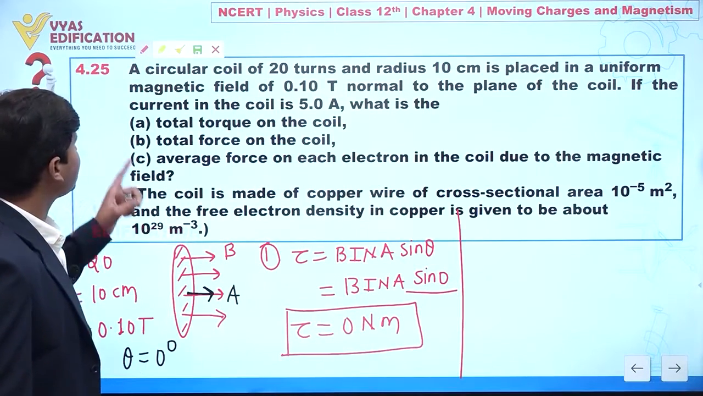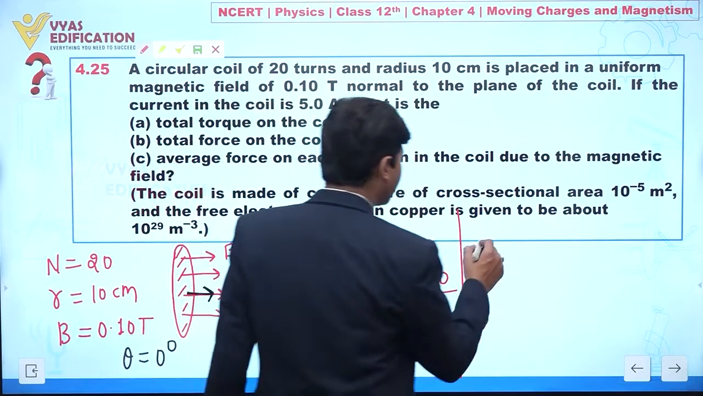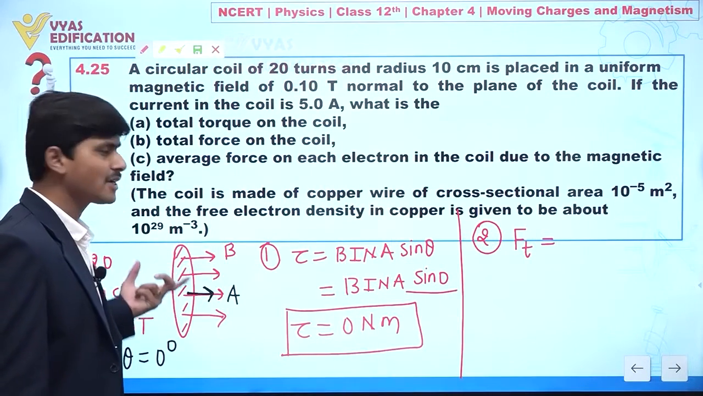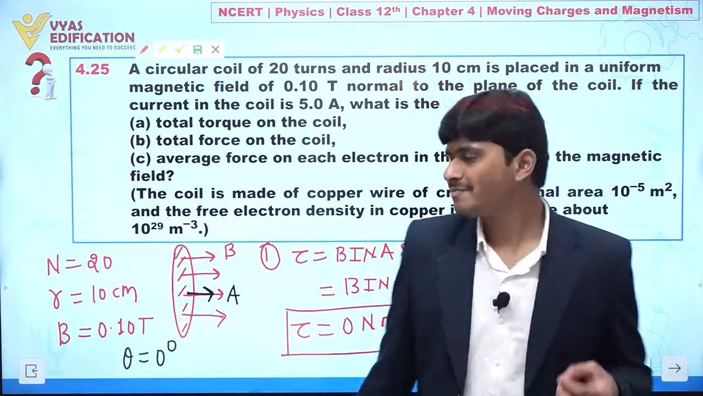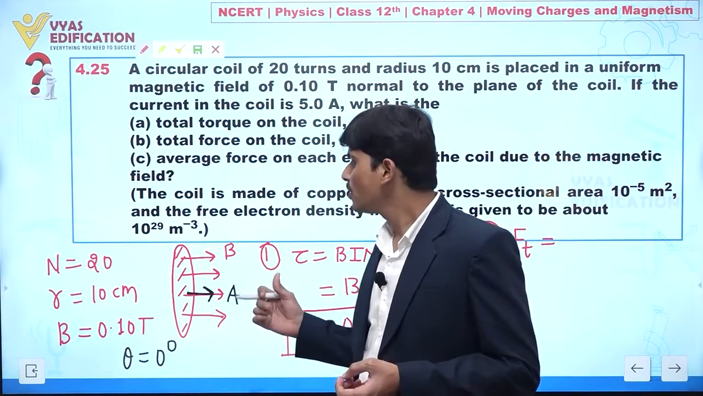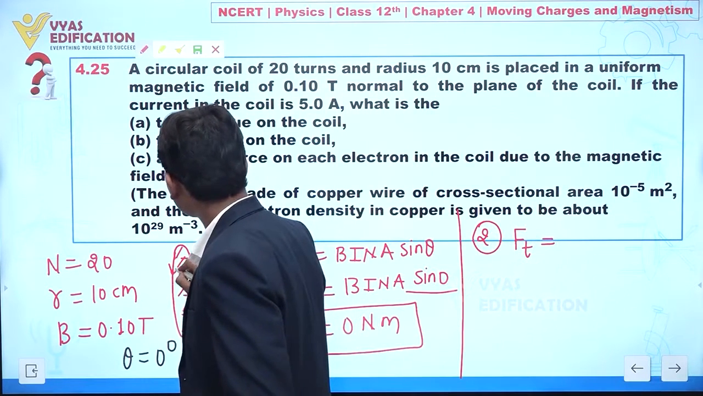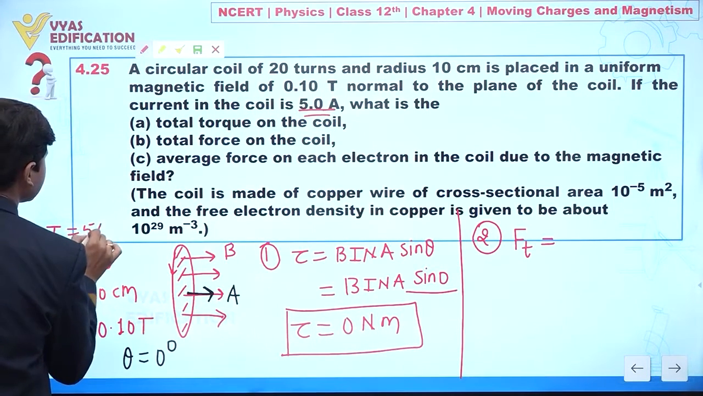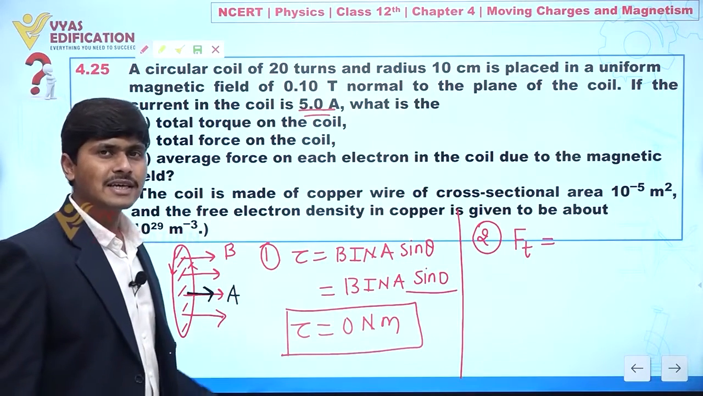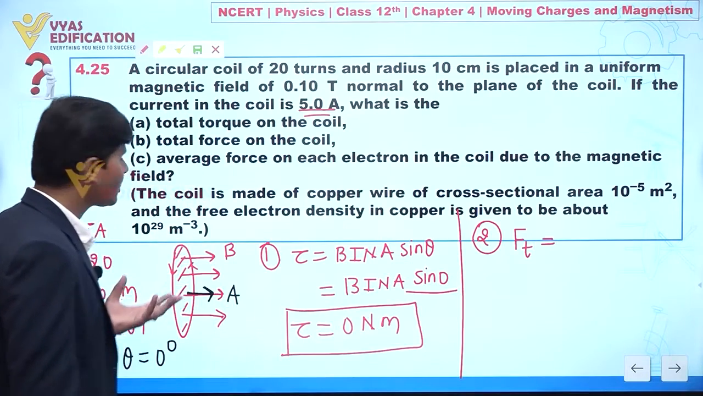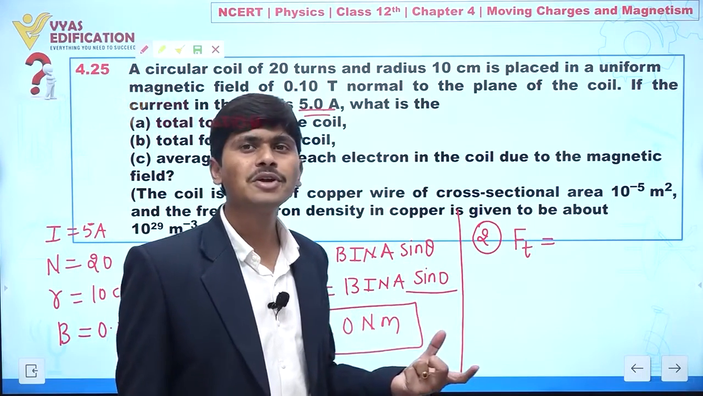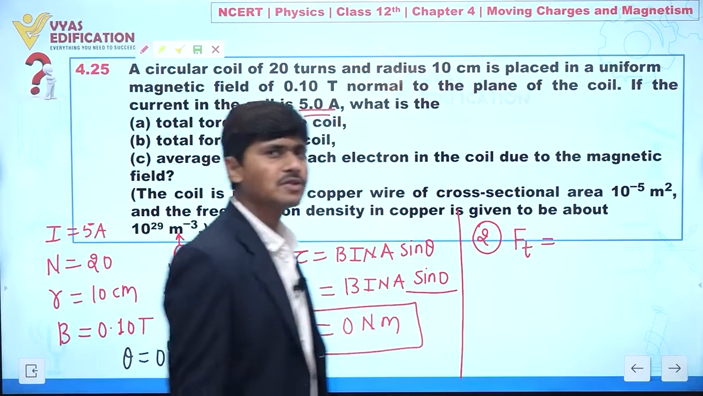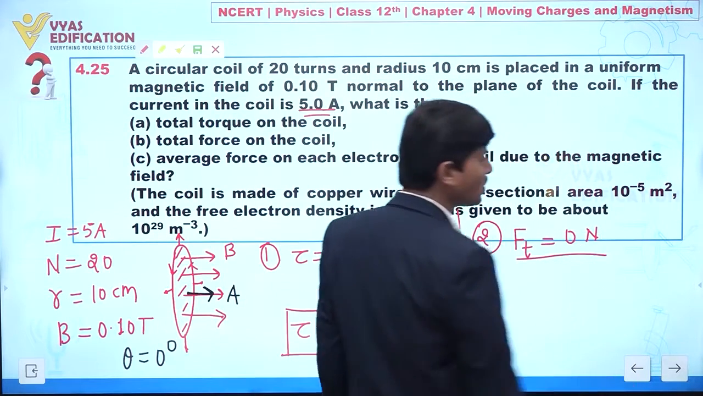Now if we talk about total force acting on the coil, F total. Because the magnetic field is acting in this direction, and current is flowing in this coil, it is also given that the current is 5 ampere. So if we talk about magnetic force, the magnetic force will act in this direction, so one force will cancel the other force. Like this. So the net force acting on this coil is 0 Newton.